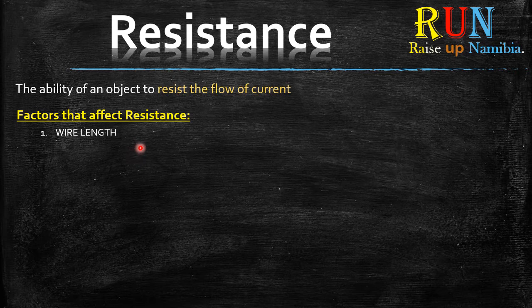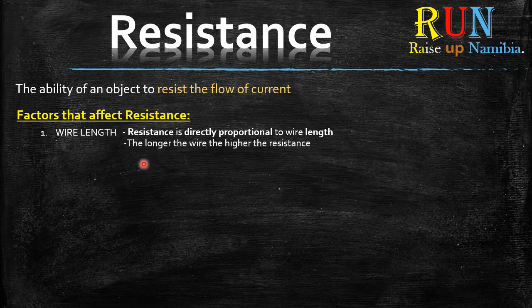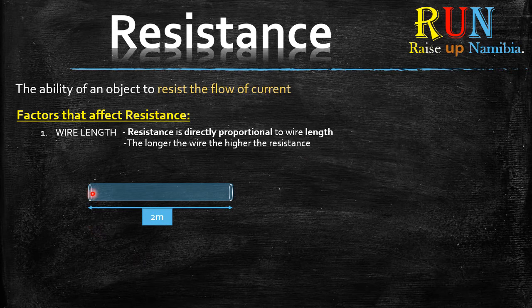Now, how does the wire length affect resistance? The wire length affects resistance in a way that resistance is directly proportional to the wire length. What does this mean? This simply means that the longer the wire, the higher the resistance. Let's take a look at an example. Say for example, you have a wire over here that is 2 meters long. Now for a charge to pass through that wire, work is done. Okay? So meaning the charge does work to flow through that wire.